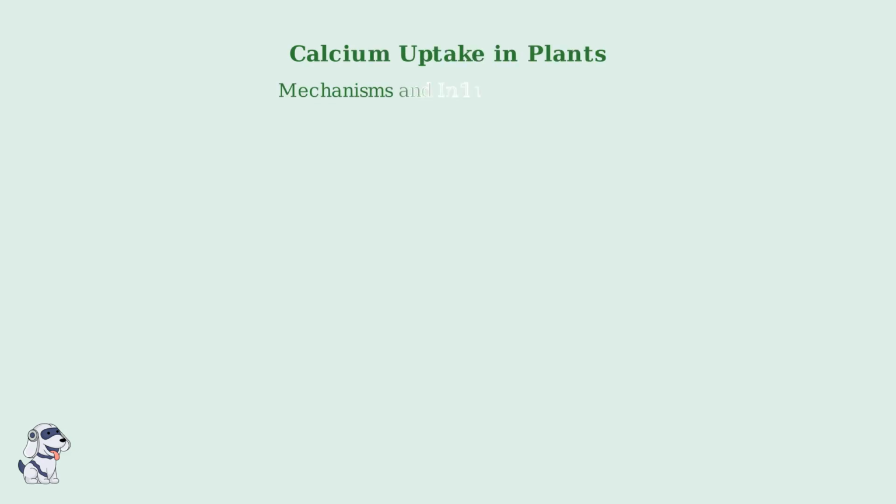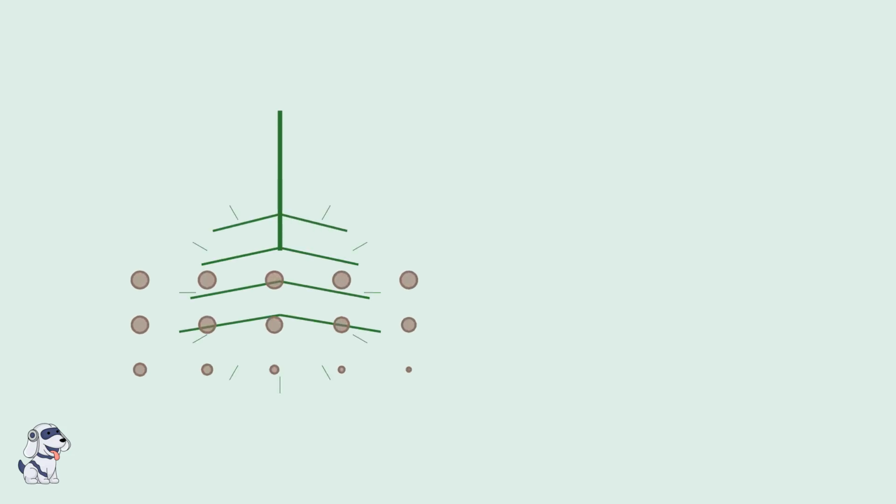Calcium uptake in plants is a fundamental process that occurs primarily through the root system. Understanding how plants absorb calcium from soil and the factors that influence this process is crucial for plant nutrition and agriculture. Calcium uptake begins in the soil solution surrounding plant roots.